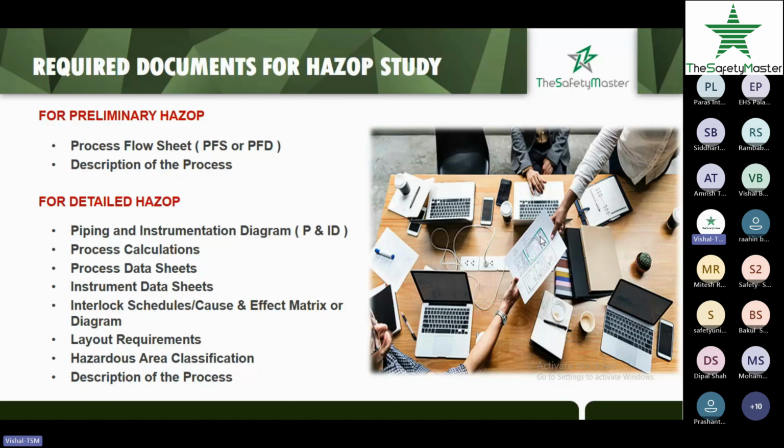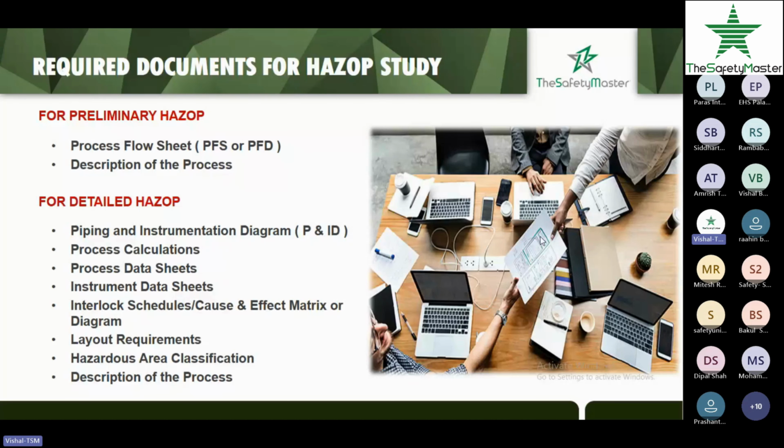You should have a process flow diagram or a process flow sheet with you. Also, you should have a description of the process. I'm describing the process: so and so material is coming from the tanker and it is unloaded to the storage tank, and from the storage tank the material is taken to the reactor, and the reaction happens in the reactor, and from the reactor it goes to the final storage tank, and from the final storage tank it goes to the tanker again for my end customer.